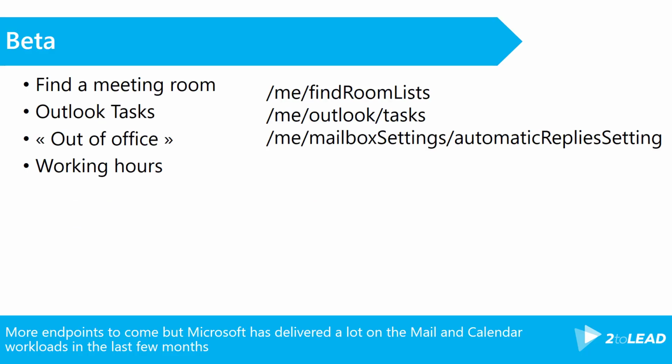In beta, they also added a few things that they're testing out, things like finding a meeting room. So as you can find a meeting time, now you can find meeting rooms that are more likely to be closer, and so on and so forth. Management of Outlook tasks. That was a long-standing request, right? Because people wanted to be able to address and manage Outlook tasks, because a lot of people are still using Outlook tasks, including myself, so that was very important. Managing the out of office replies.